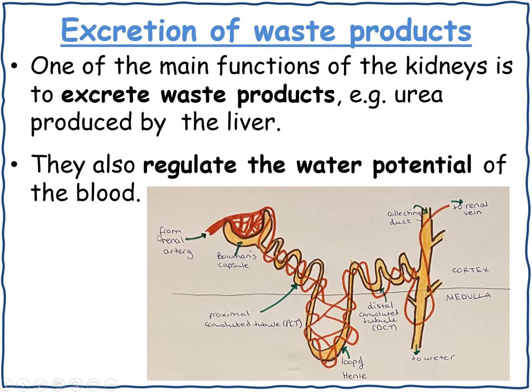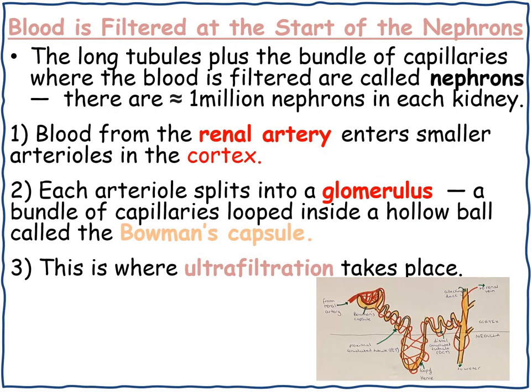You can see that the capillaries go from the renal artery end, and then here it's returning back to the renal vein. All this part here is in the cortex, and all this part here is in the medulla. The first thing that happens is that blood is filtered at the start of the nephrons. The long tubules plus the bundle of capillaries where the blood is filtered are called nephrons. So this is one nephron, but there are about 1 million nephrons in each kidney.